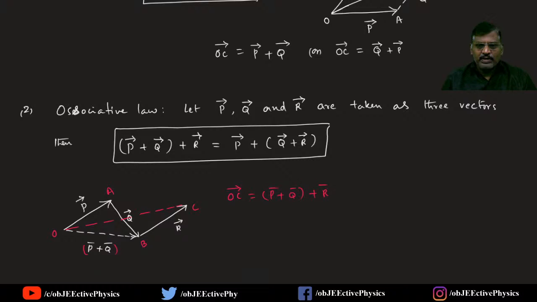Observe the diagram carefully. And in the second diagram, P bar we can draw as it is, and Q bar, then R bar. Now, first we can write Q bar as one vector, R bar as another vector. So observe the dotted line here. This dotted line gives Q bar plus R bar.